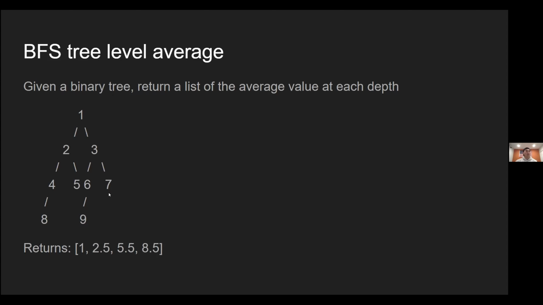Given a binary tree, so a special type of graph, I guess, return a list of the average values at each depth. Starting from the root, this is depth 0, right? The average value is 1. At depth 1, the average value is 2 plus 3 divided by 2, so 2.5. Then the average value here is 5.5. And finally, the average value here would be 8.5. So this is the problem.